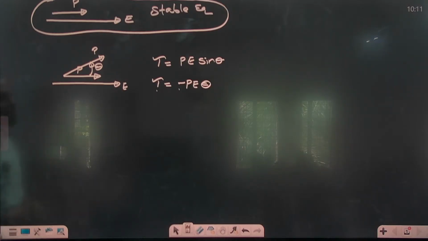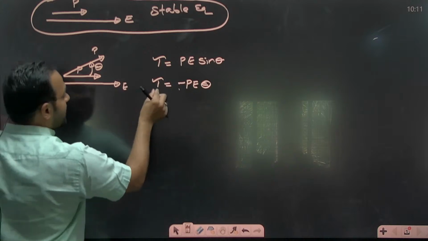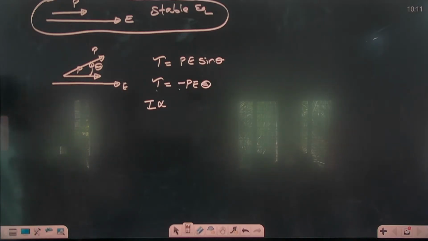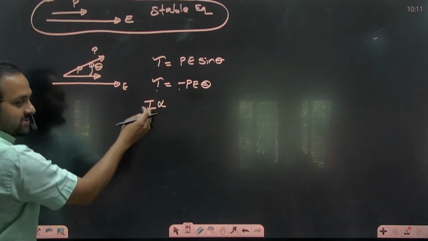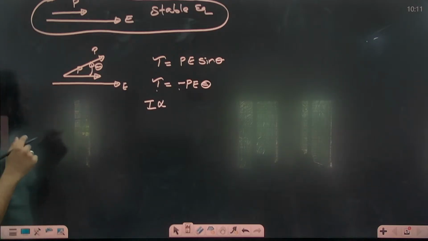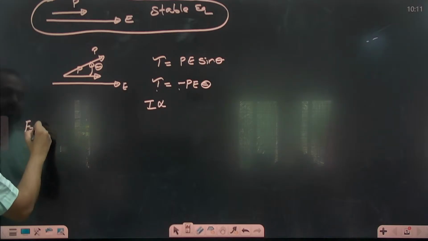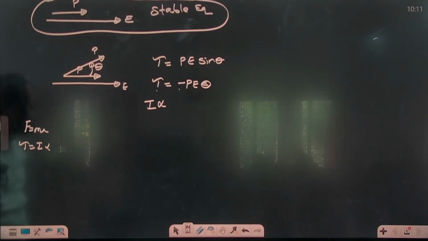Now, this torque is written as what? I into, how do you write this? Torque is equal to I into alpha. This is simply the rotational law of Newton. Is it not? Newton's translation law, F is equal to ma; rotation law, tau is equal to I into alpha.